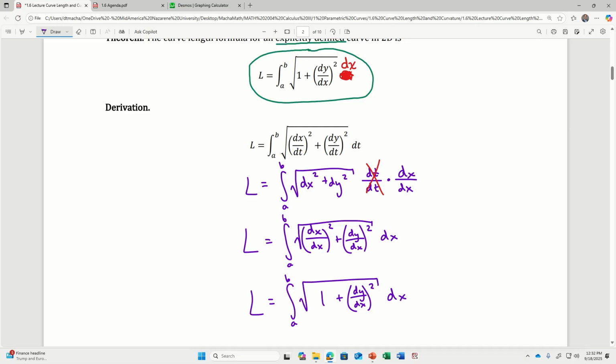So if you are given y as a function of x, you can take the derivative of that function with respect to x, square it, add 1, take the square root, and then that's your integrand. And in this formula, a and b, the lower bound and upper bound of this integral, would be the lower bound and upper bound of x along the x-axis for the curve we want to measure. Does that make sense? Yeah? Okay.